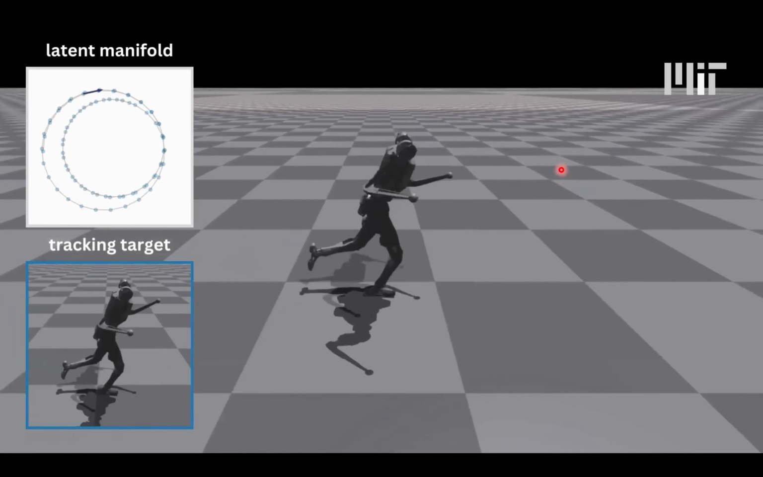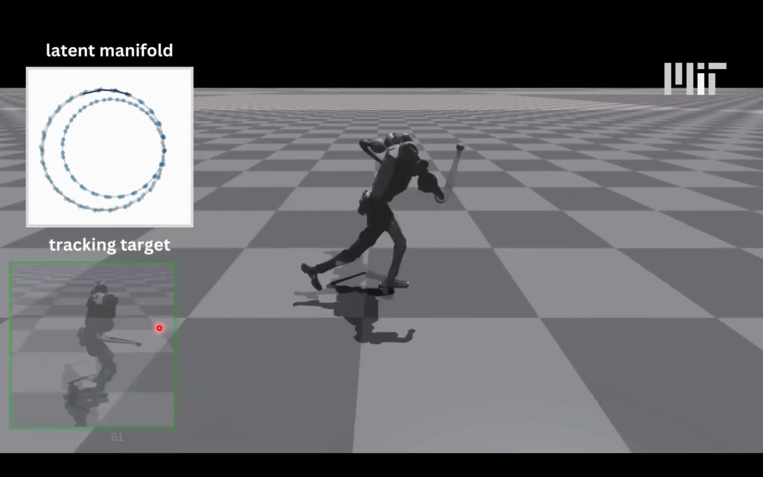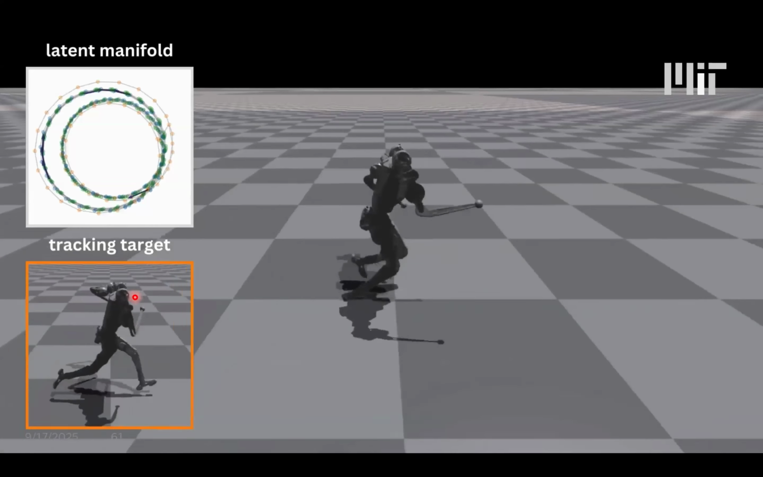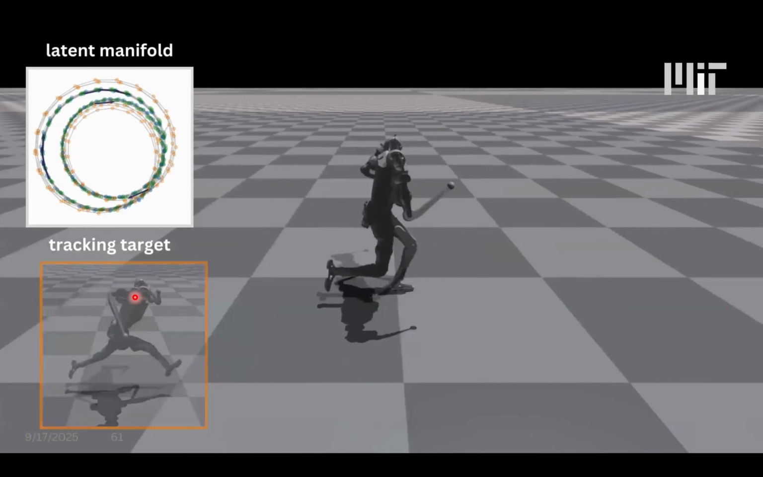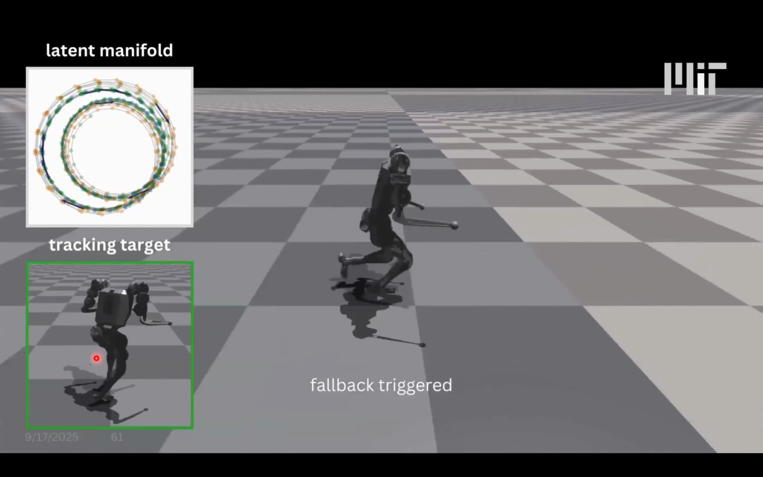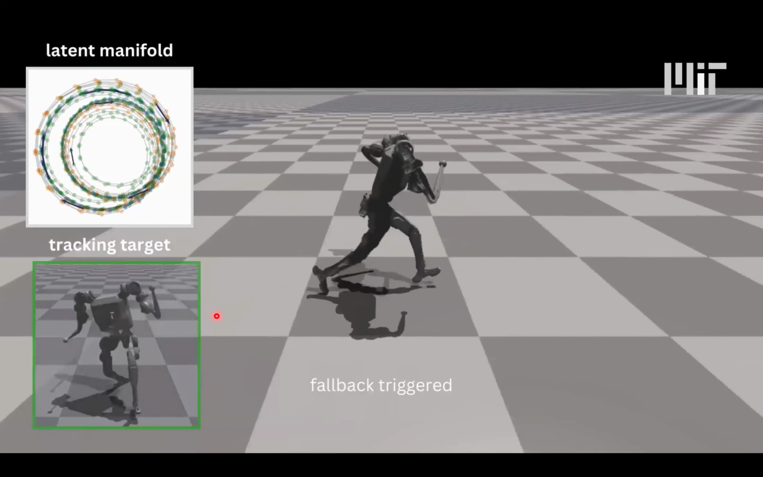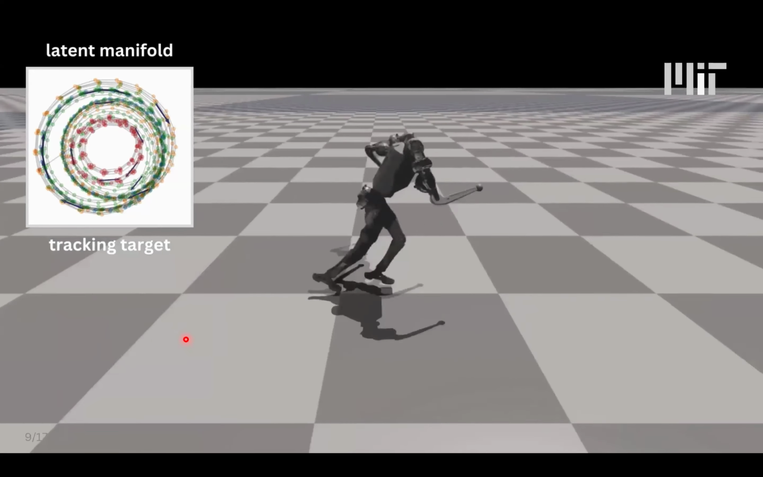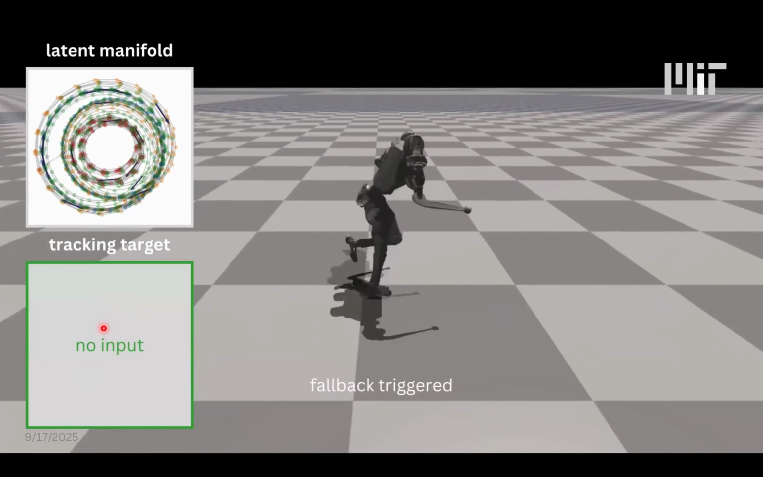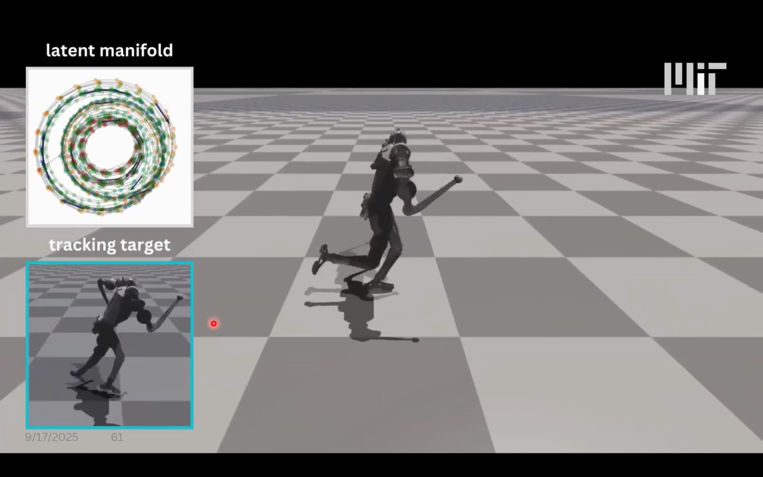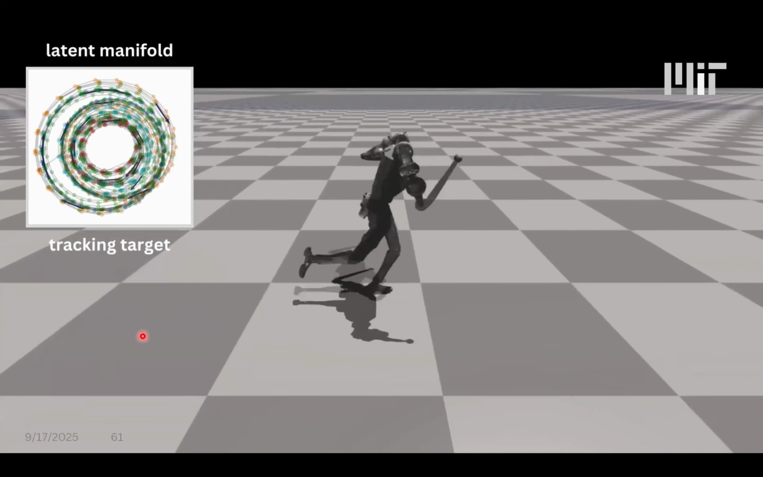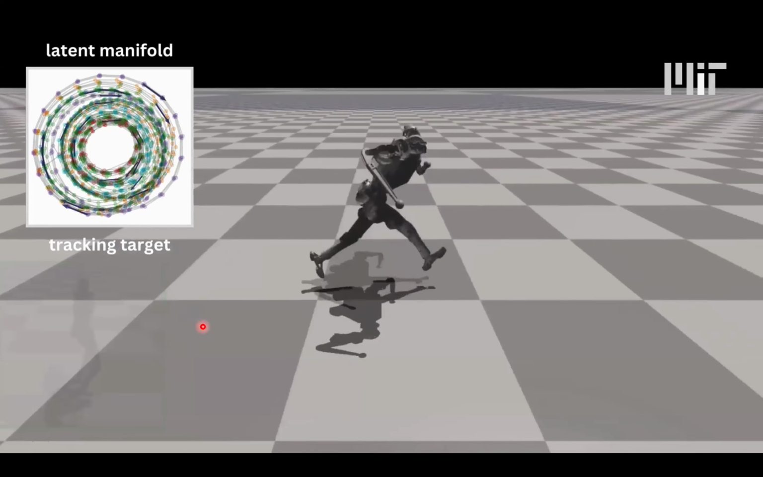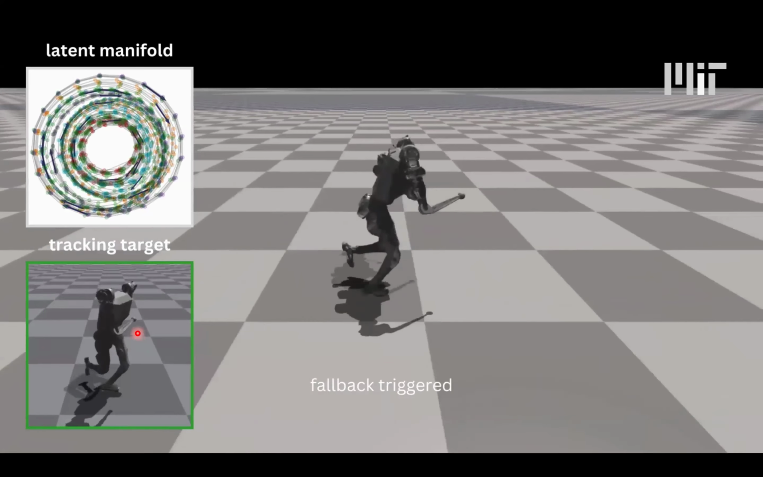So here are some demonstrations. We're tracking this target, and whenever this frame is graying, it means the motion has never been seen before. For example, this kicking motion is not seen before, so we're not tracking it because of this fallback mechanism. And of course, you don't need to provide input all the time. You can just leave it doing the same thing. Now it's tracking this motion, and now it's not tracking this dancing. And here I have the latent manifolds going nicely in this circle.